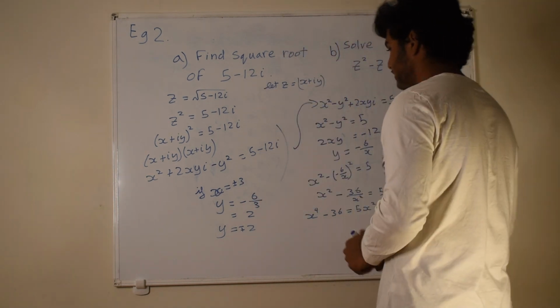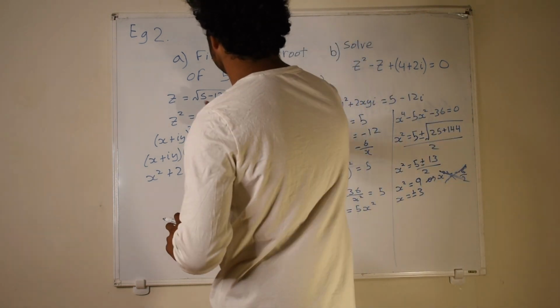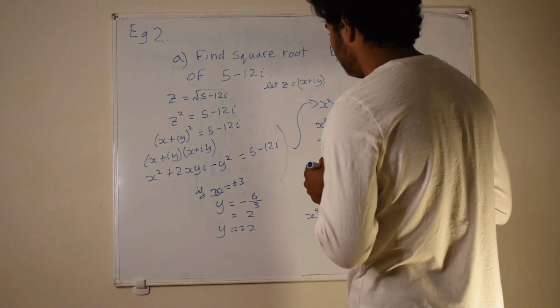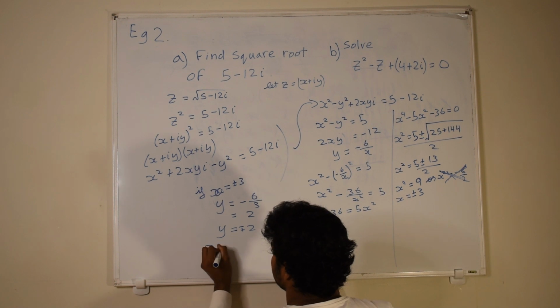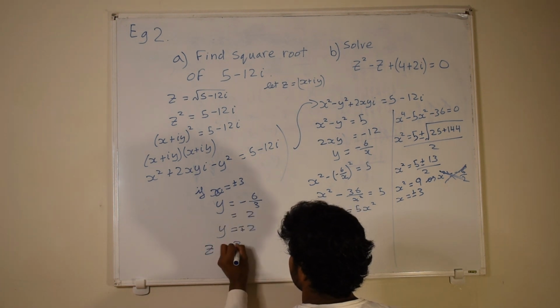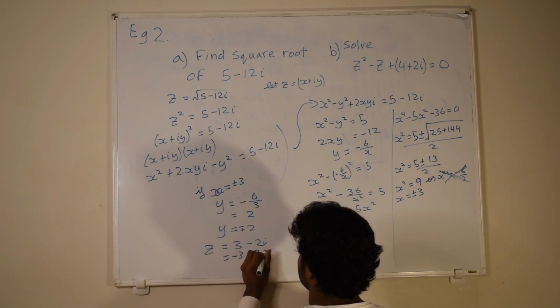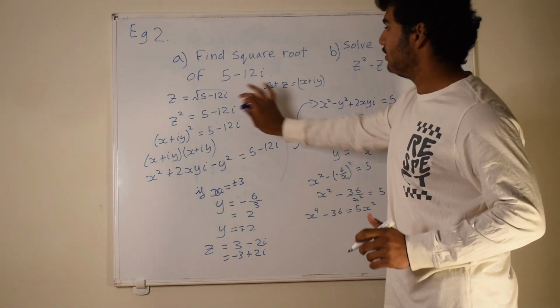Therefore, the final answer for the square root of 5 minus 12i is: z equals, when x equals 3, y equals minus 2, so 3 minus 2i, or z equals minus 3 plus 2i. So these are your final two answers for that question right there.